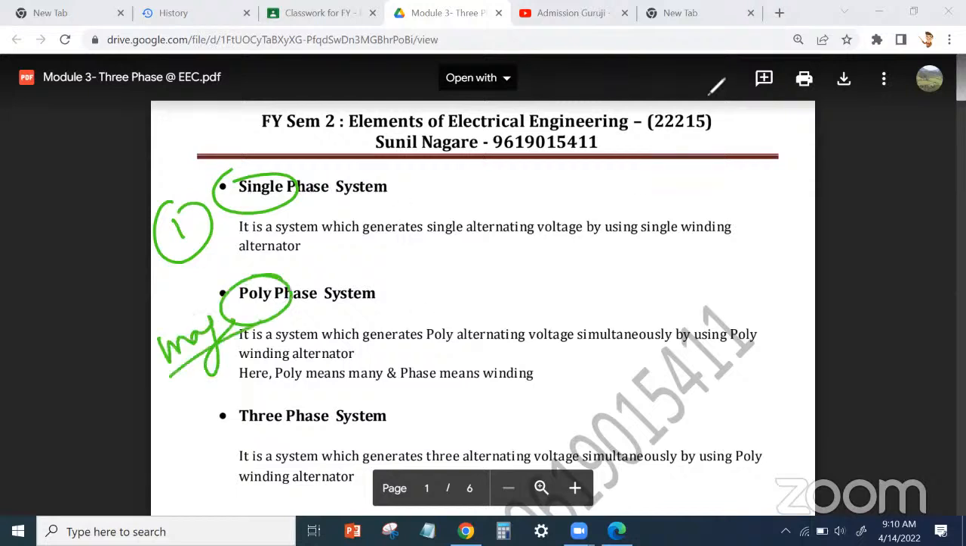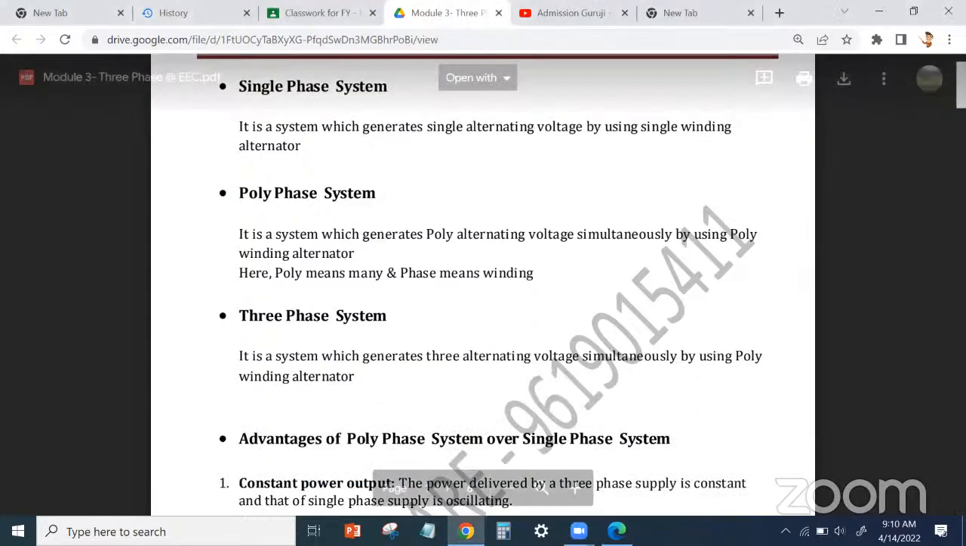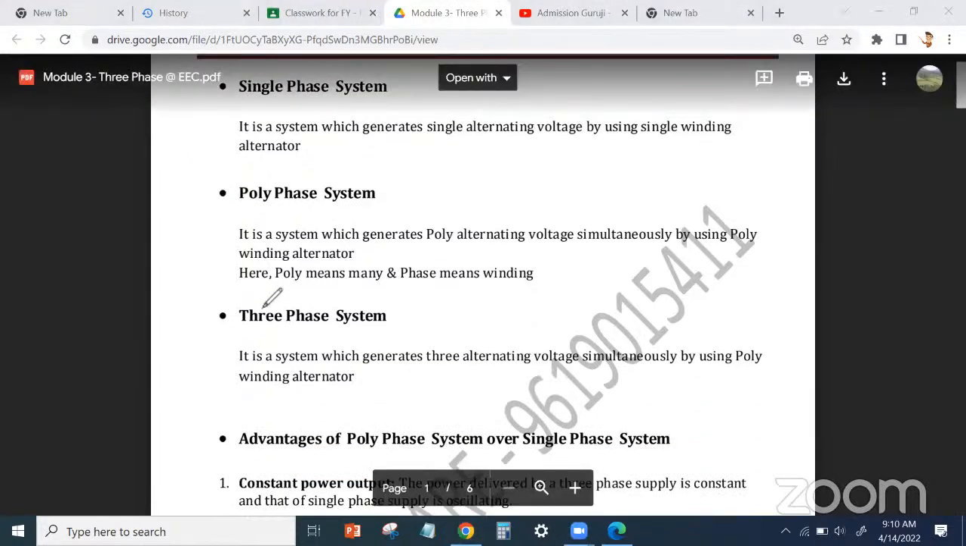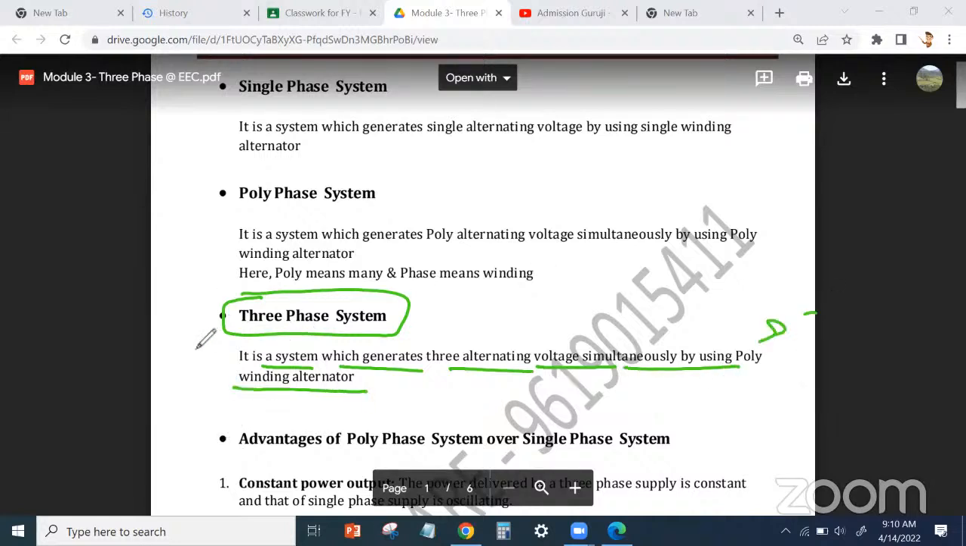Then what is the three phase? Three phase means there are three. So how many voltages are generated? Three phase system is a system which generates three alternating voltages simultaneously by using poly winding alternator. Here poly means how many? Here it will be 3, those we are generating, 3. The three phase system generates three alternating voltages. How many? 3. This topic is based on this one, three phase system.